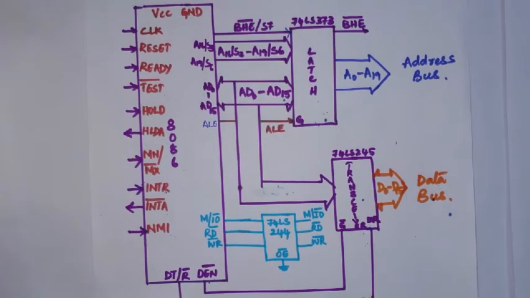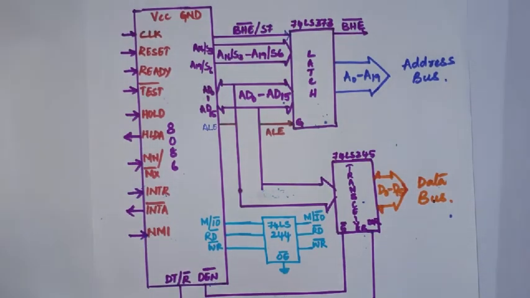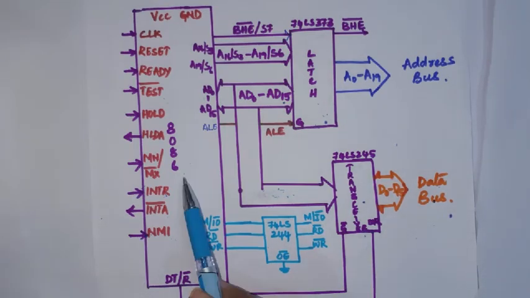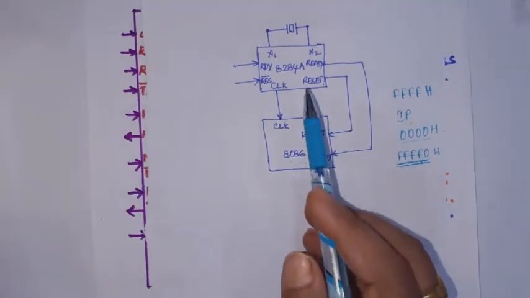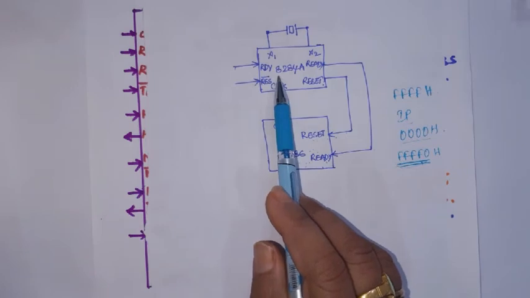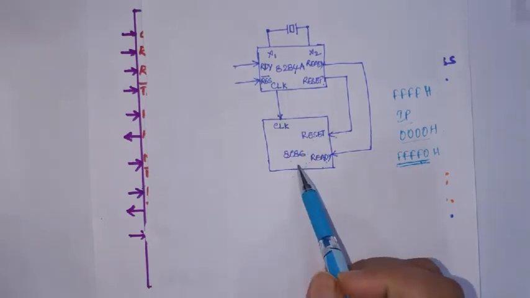Then we have a clock signal. The clock given to the 8086 processor is a 5 megahertz clock, and the clock is a very important input for the processor to work. Without this the processor will not work. All the activities of the 8086 are synchronized with the help of this clock. This clock is given to the processor with the help of a clock generator IC 8284A. This is the IC which generates the clock required by the 8086 processor.